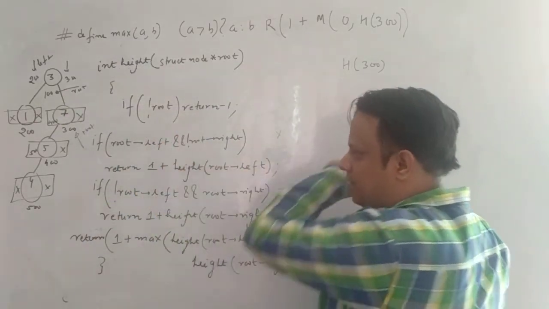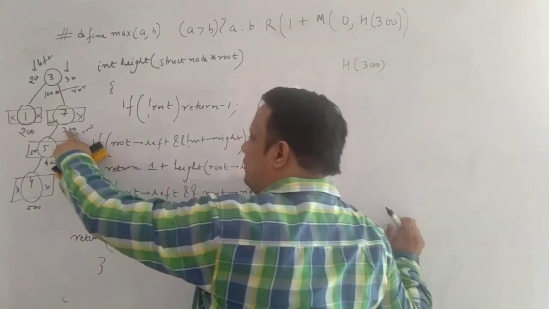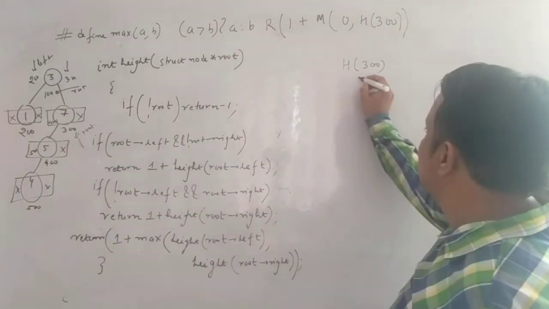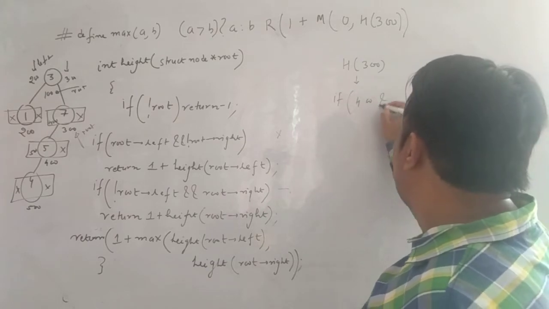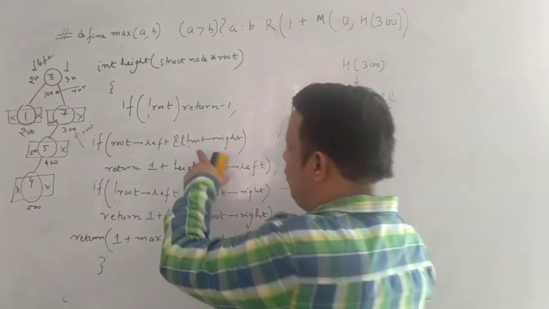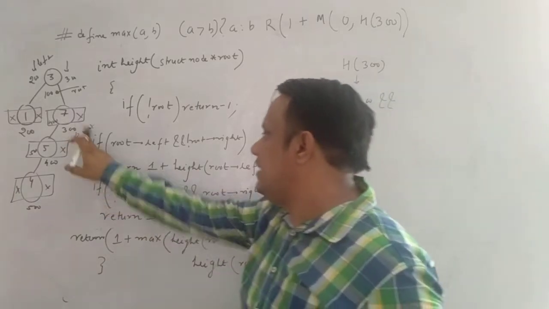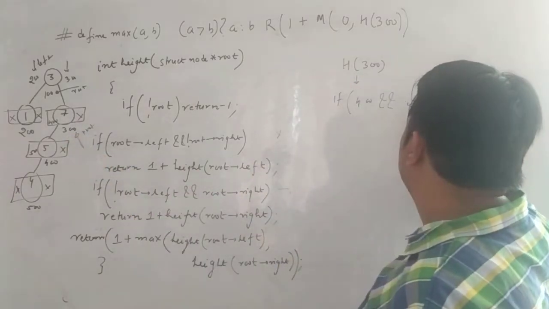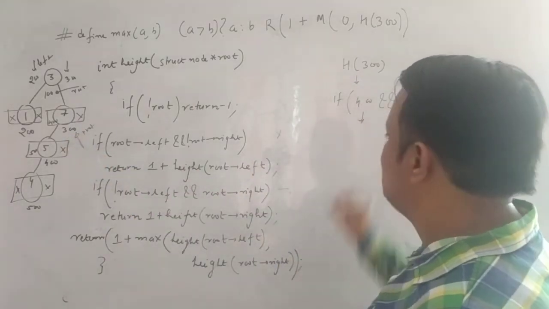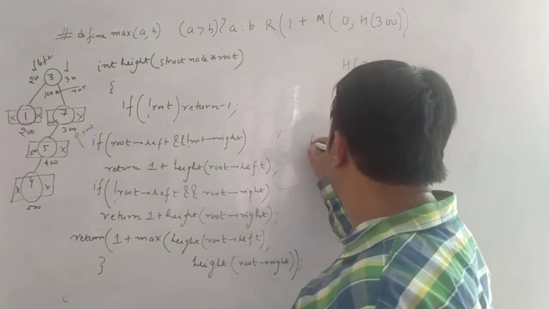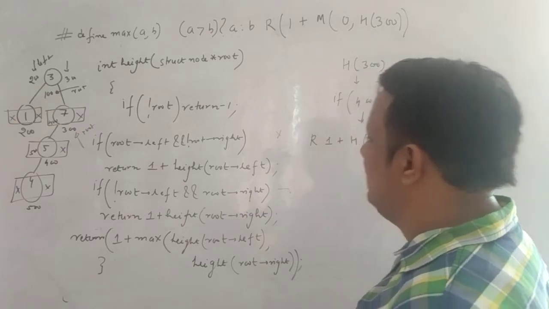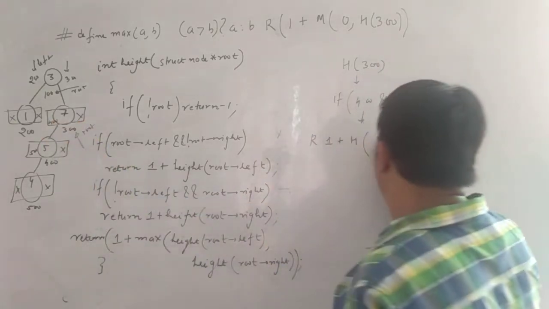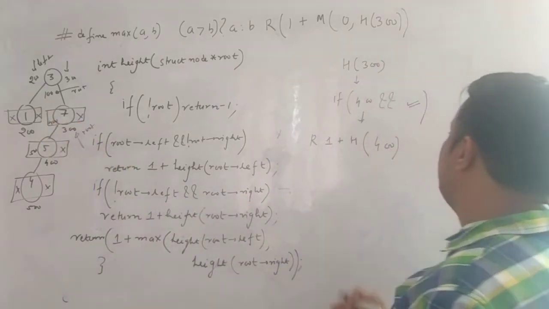If root left, meaning left of 300, is 400. So I am writing here if 400 and not of root right. Yes, we do not have a right here. So this condition becomes true. So if this condition becomes true, we will evaluate this: return 1 plus height(root left). Root left is 400.